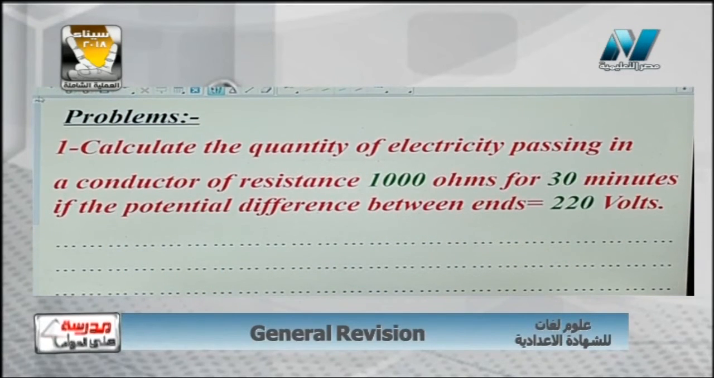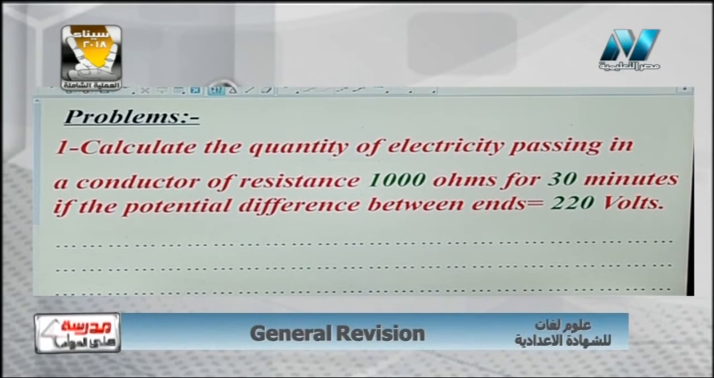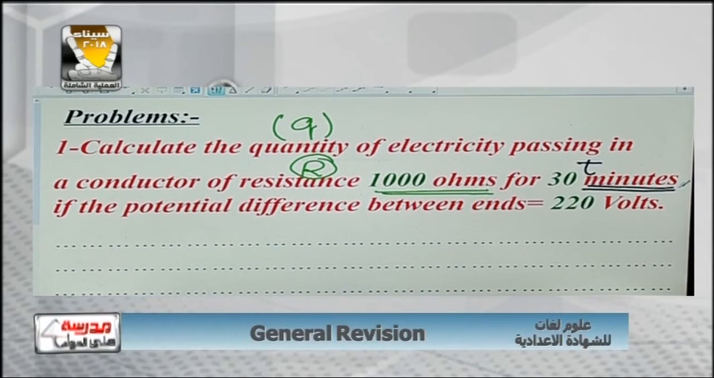هنا بيقول لي calculate the quantity of electricity. عايز ال quantity of electricity اللي هي what? Quantity is Q. Passing in a conductor of resistance R equal 1000 ohms for 30 minutes. So here we have time. But remember time not in second. هنا problem in minutes and we should convert. If the potential difference between two ends is يبقى ال V is 120 volts.